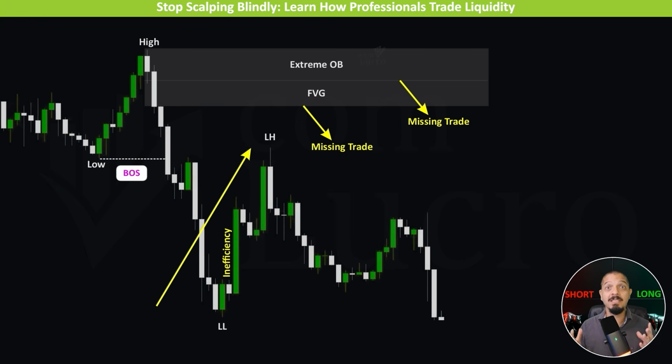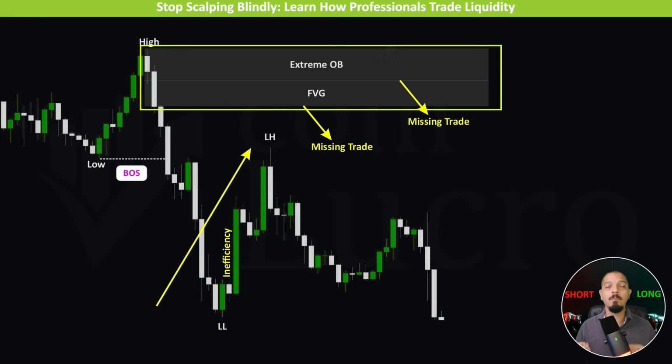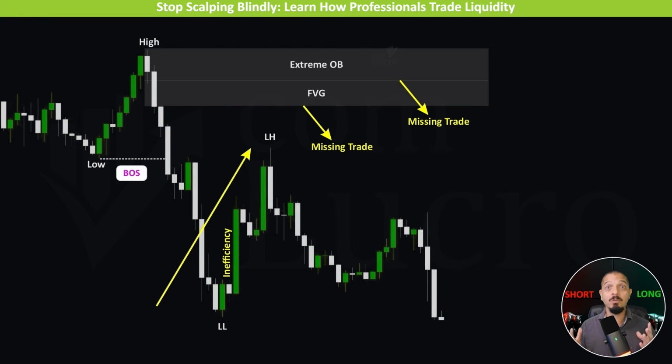As price retraces downward toward these zones, we notice that it reverses before reaching either one. The reason for this shift lies in the inefficiency created during the retracement wave, which prevents price from traveling deeper into our marked levels.